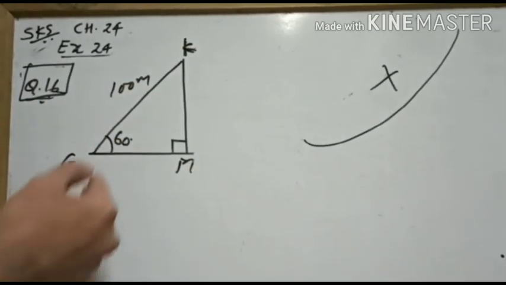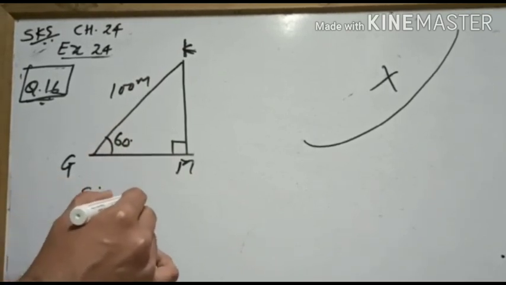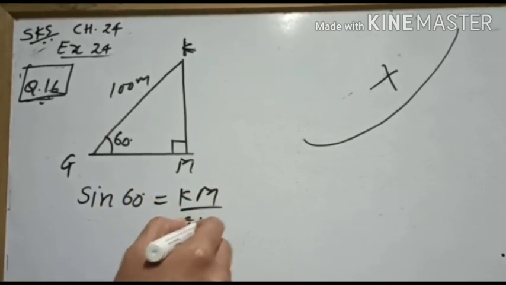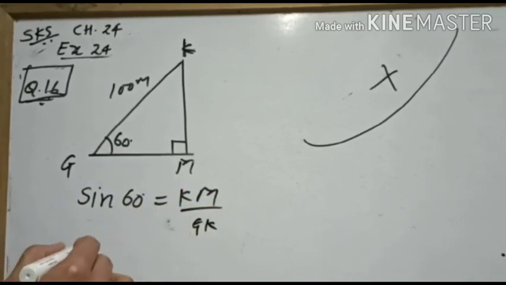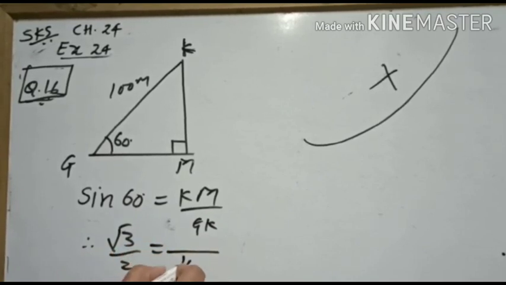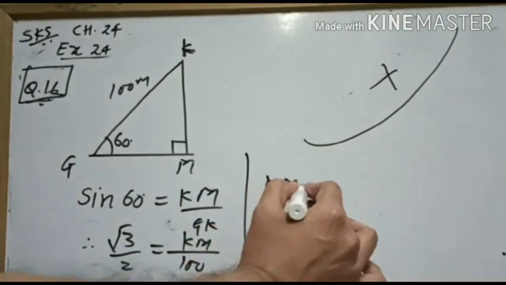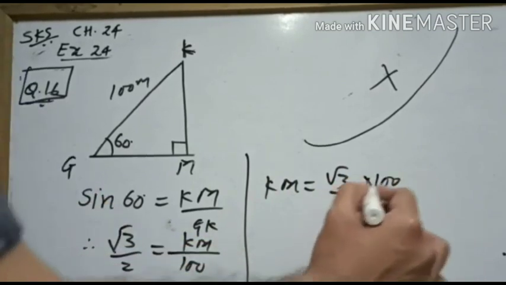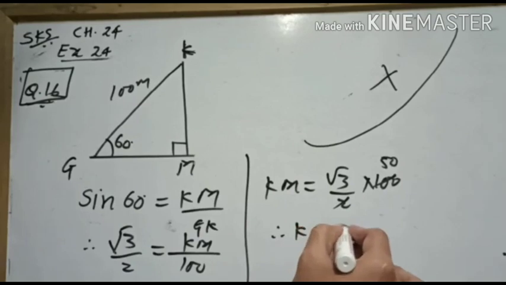My dear friends, if you take ratio of sine 60 here, what will happen? KM over GK, that is opposite side upon hypotenuse. Sine 60 is root 3 by 2. GK is 100, KM. So root 3 upon 2 into 100. So KM will be equal to 50 root 3 meters.